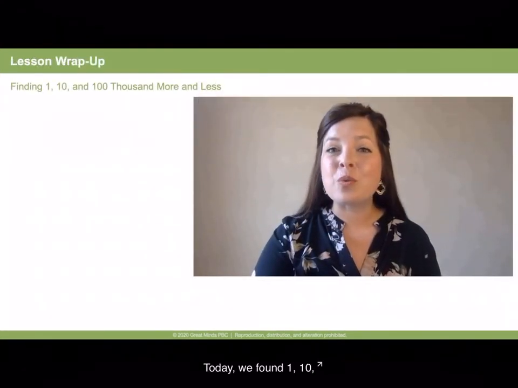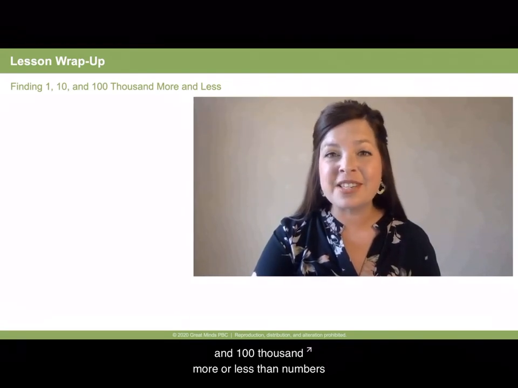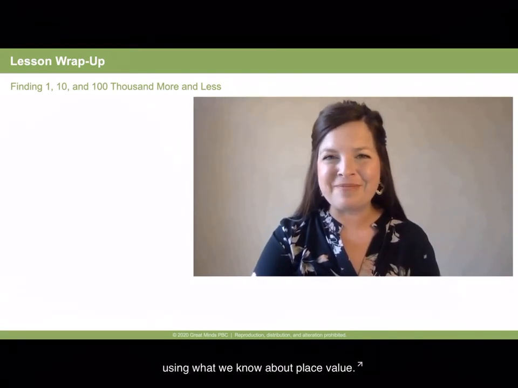Today, we found 1, 10, and 100,000 more or less than numbers using what we know about place value.